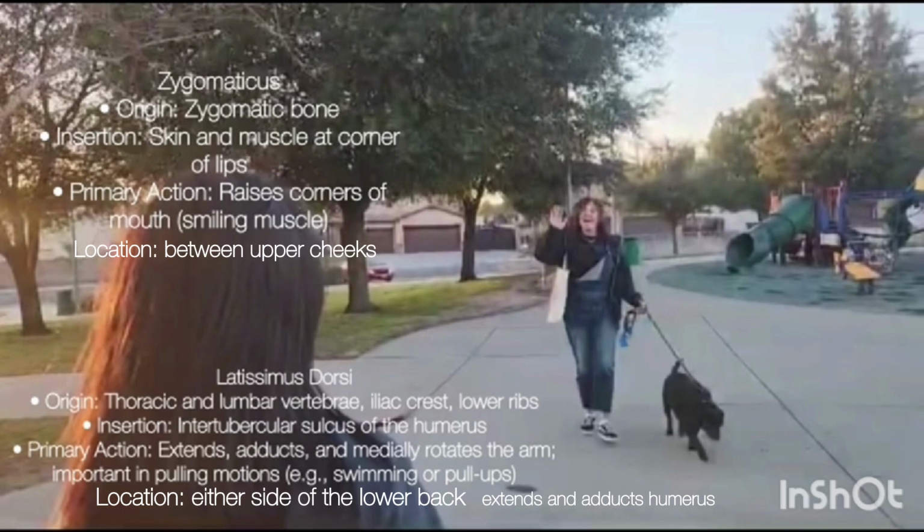The zygomaticus is used when she's smiling, which has the origin of the zygomatic bone, and the insertion is at the skin and muscle at the corner of the lips. The primary action is that it raises the corners of the mouth, the smiling muscle, which is what Eliana uses here.